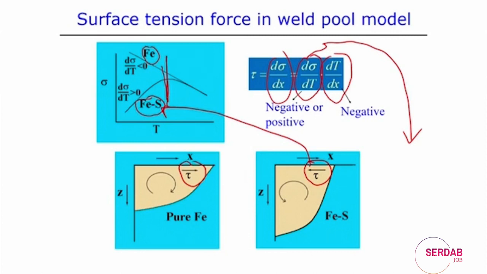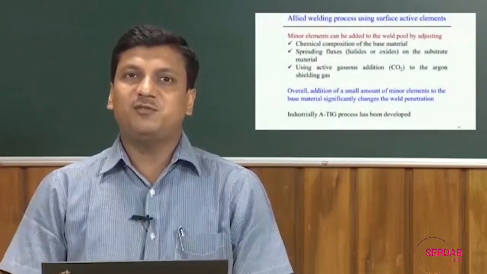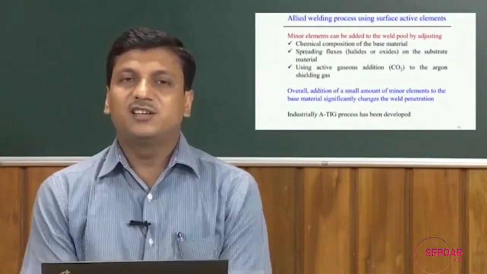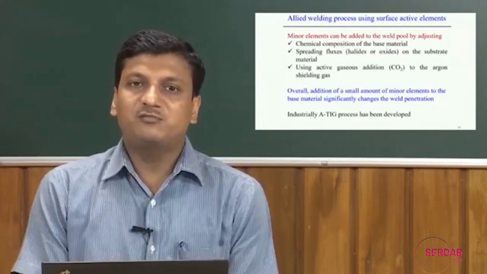So, in that way the change of the sign of this shear stress is basically acting on the top surface of the liquid molten metal when it is interacting with, of course, the shielding gas. Then they can change the direction of the material flow, and accordingly the size and the shape of the weld pool can also be changed. So, with this phenomenon, or this basic physical observation of the effect of the surface active elements, there are some allied welding processes also developed by considering the effect of the surface active elements.